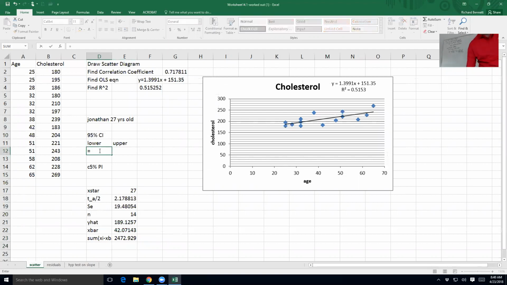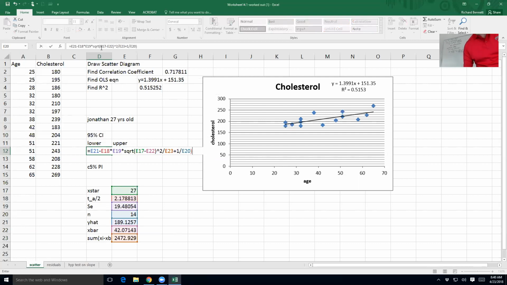So my y hat is 189 minus my t sub alpha over 2 times my s sub e times the square root of x star, which is 27, minus x bar, quantity squared, divided by this number here. Oh, you know what? I forgot something. That's all right. Plus 1 divided by n. See, all those things should be highlighted by now. And now I may need to add another parenthesis.